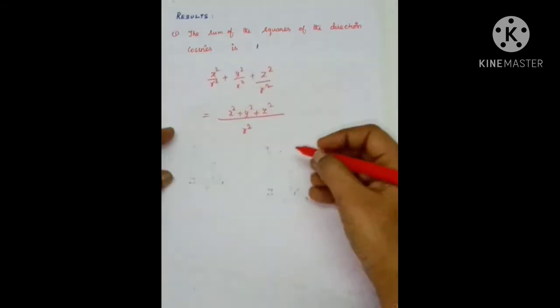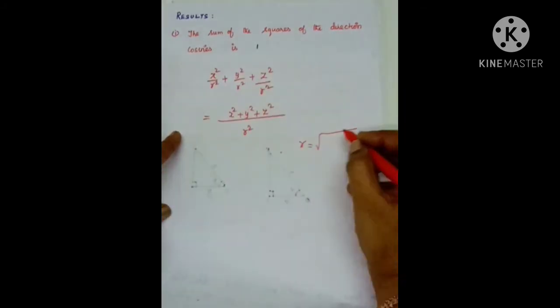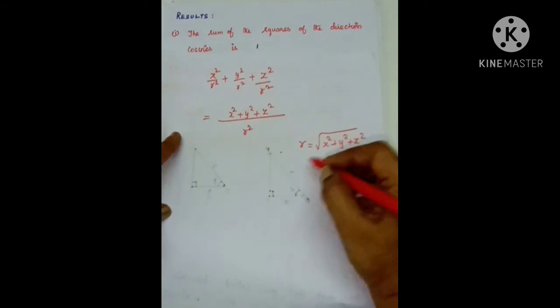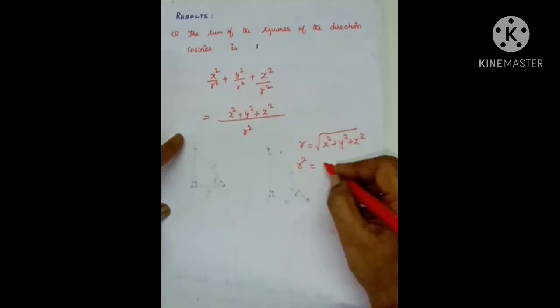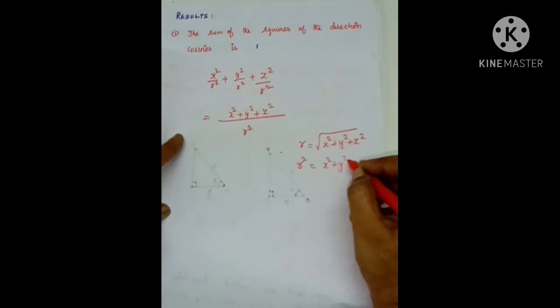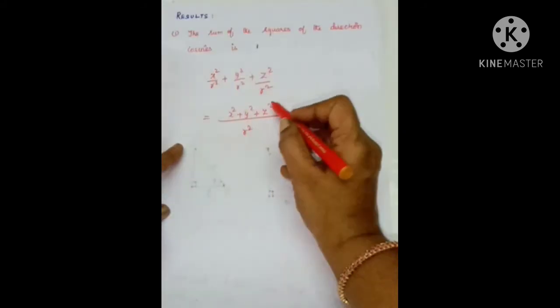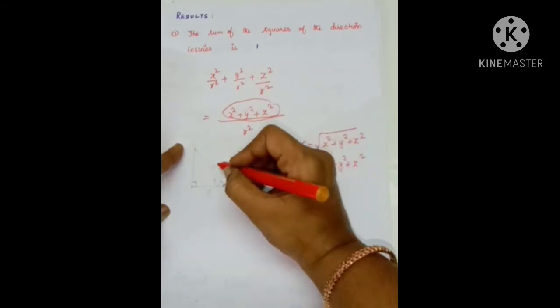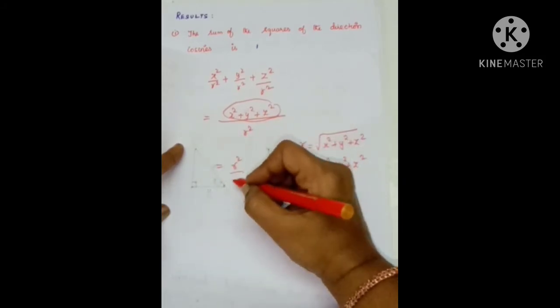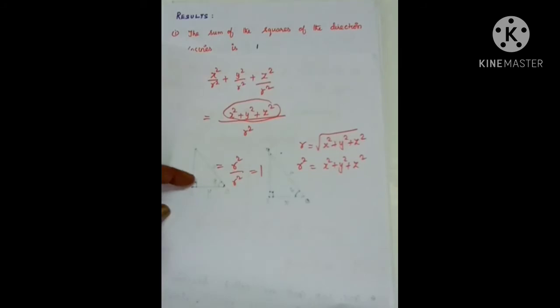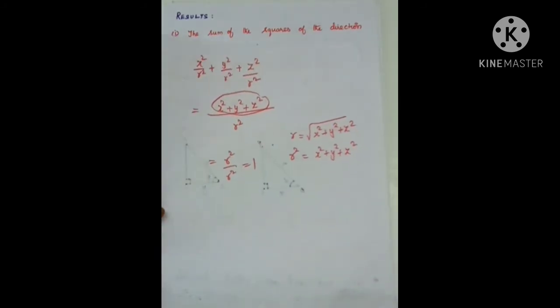So we know that what is r? r is equal to square root of x squared plus y squared plus z squared. What is r squared? It is nothing but x squared plus y squared plus z squared. If you square here, the square root gets cancelled. So in the numerator, what you can substitute? You can substitute r squared. So r squared by r squared, that is equal to 1. So that's why the sum of the squares of the direction cosines is equal to 1.